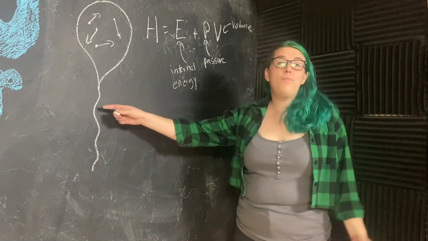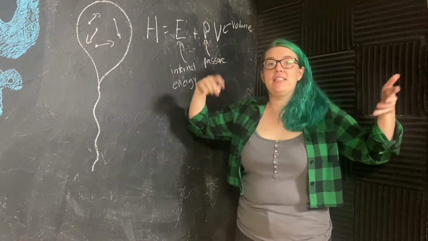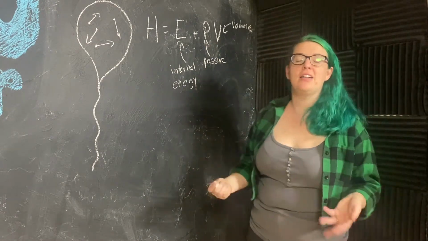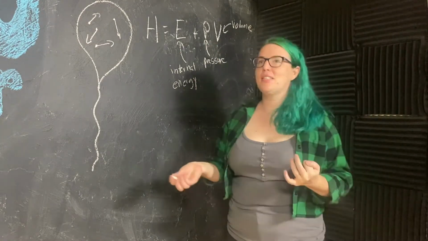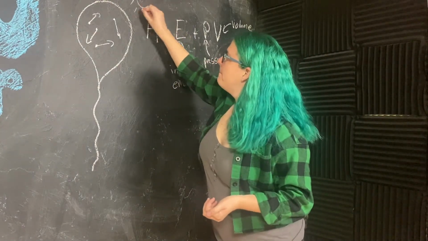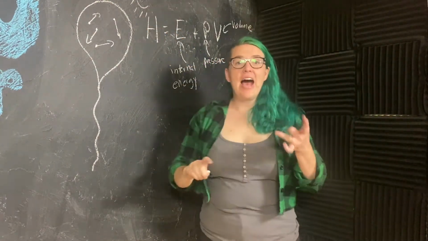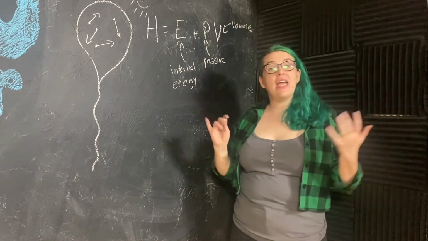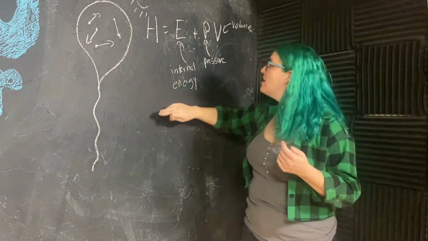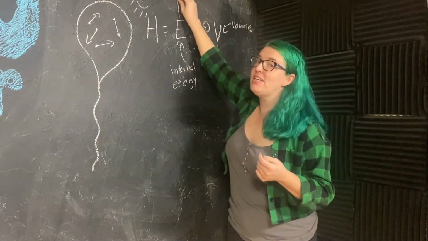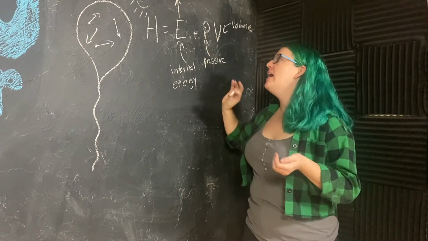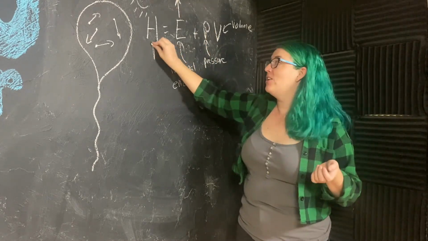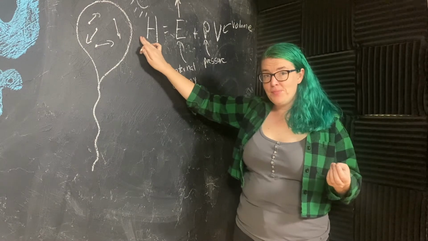So first thing that comes to my mind is let's take it outside and put it in the sun. Let's add some heat to this system. If I add heat, I'm going to raise the temperature inside of here. So I'm going to increase the internal energy and consequently increase the enthalpy.